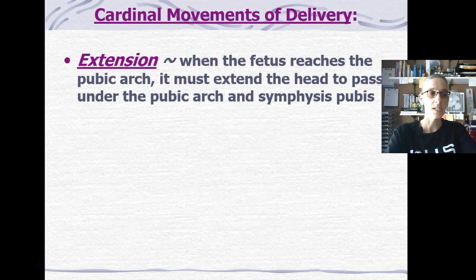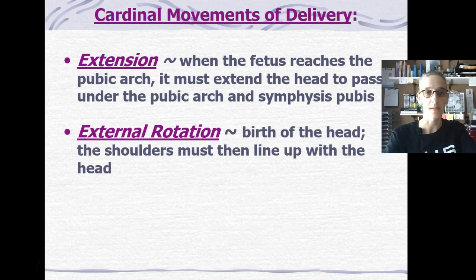All right, then we have extension. Extension is when the fetus reaches the pubic arch and must extend the head, kind of like a turtle, to pass under the pubic arch and the symphysis pubis. Then we have external rotation. This is the birth of the head. With the birth of the head, the shoulders must then line up with the head.